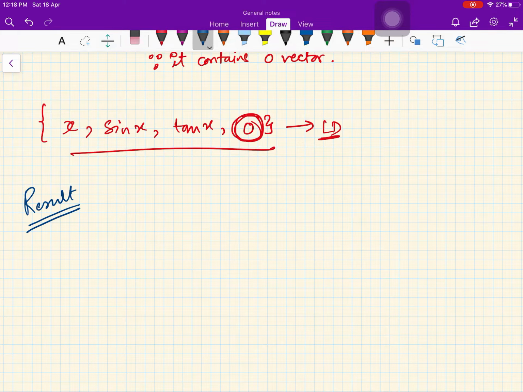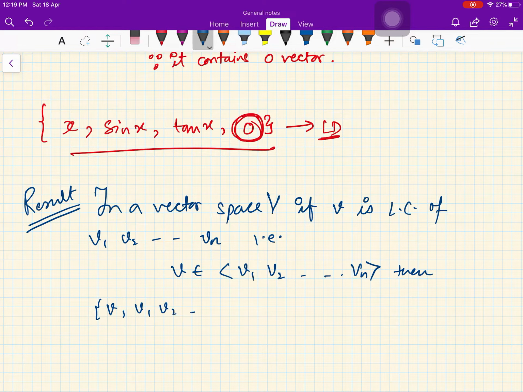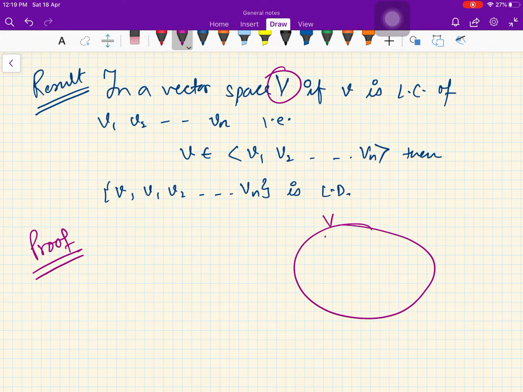Now let us look at the second result. The next result is: in a vector space V, if a vector V is a linear combination of v1, v2, ..., vn, that is V belongs to the span of v1, v2, ..., vn, then V, v1, v2, ..., vn is linearly dependent. This is quite obvious. Let us prove it. You see what the result is saying, that if you have a vector space V, and here is a vector V.